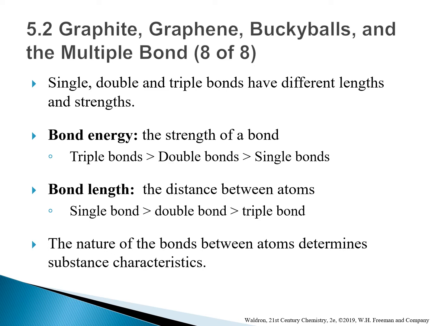On the other hand, bond length is defined as the distance between the centers of 2 covalently bonded atoms. The higher the number of bonds between atoms, the stronger the pull between the 2 atoms, and the shorter the bond length. A single bond has the longest bond length, followed by a double bond. Lastly, the triple bond. The nature of bonds between atoms determines the substance characteristics.